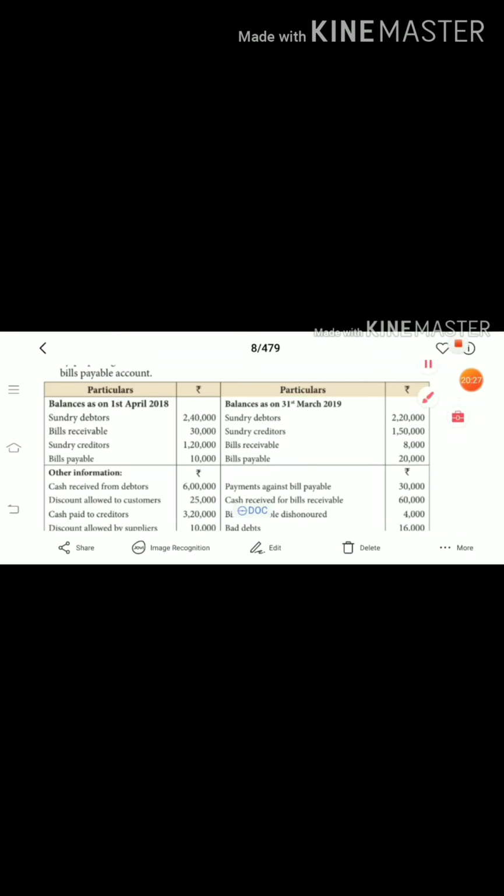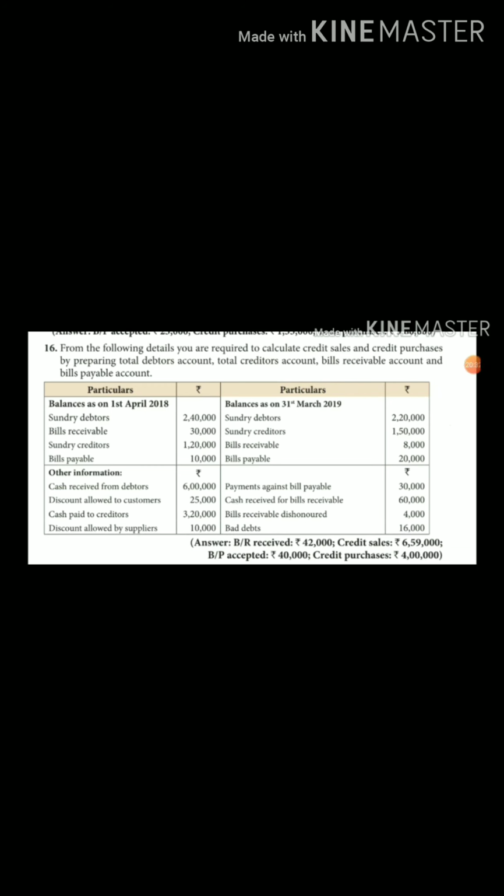So come to question number 16. From the following details, you are required to calculate credit sales and credit purchases by preparing total debtors account, total creditors account, bills receivable account and bills payable account. So in this question, 4 accounts have to be prepared. So students, listen carefully.